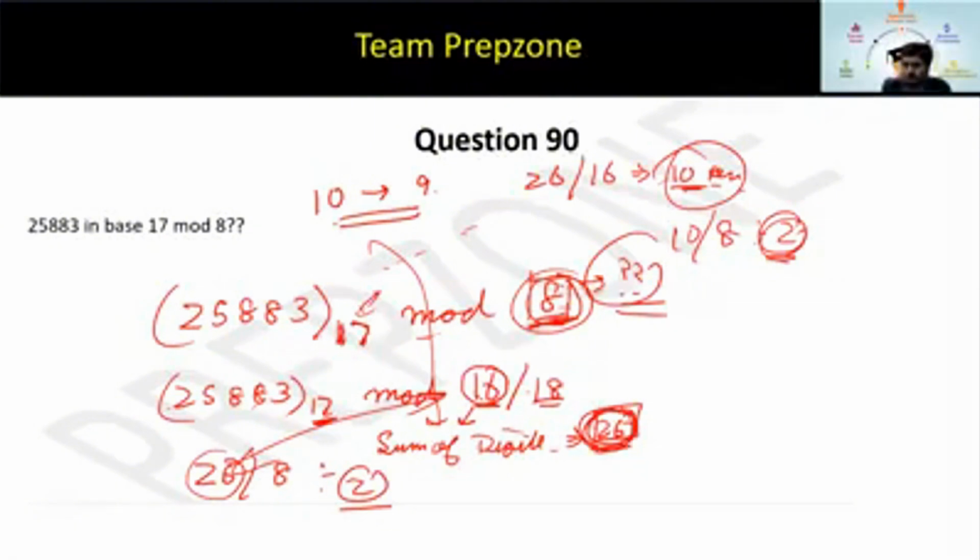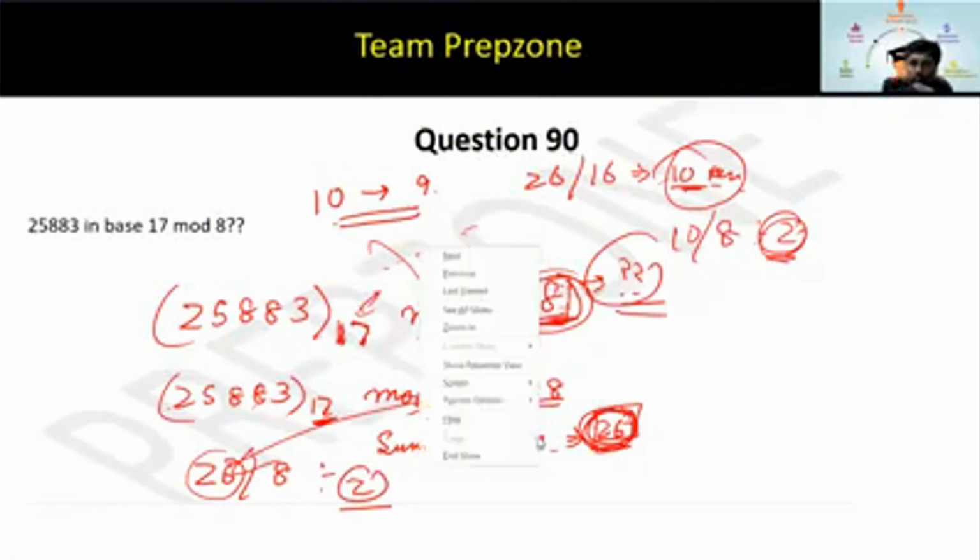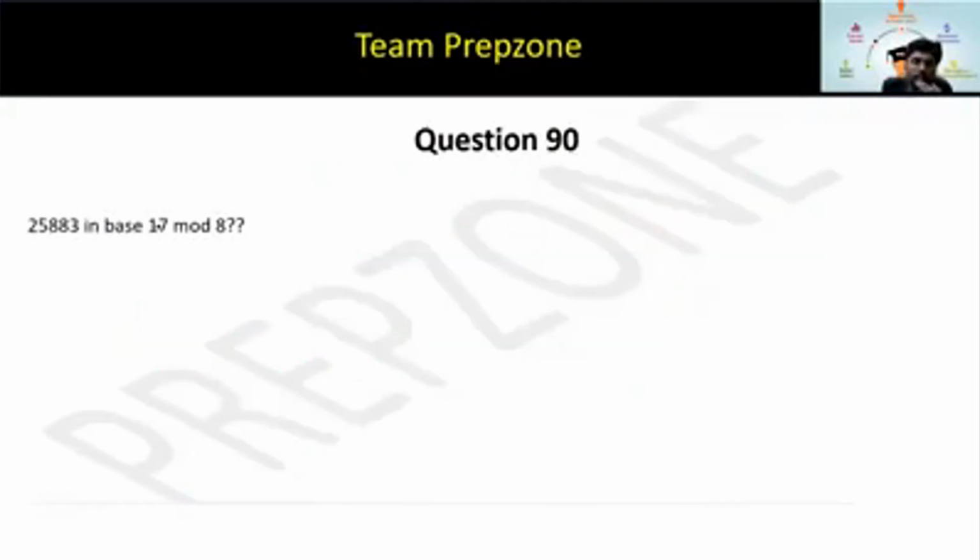Anyone? Everything in base system, explain. Okay. Chalo, let's take this one more time. Okay, Sashank, tell me, forget this question. Suppose this would have been base 10. This would have been mod 9. What would you have done? What would have been the answer?